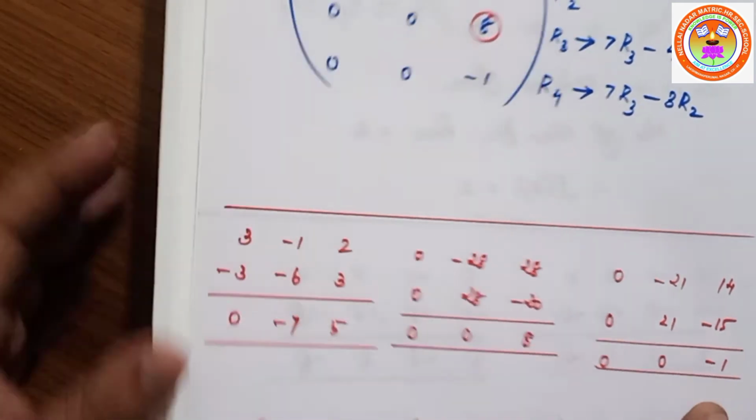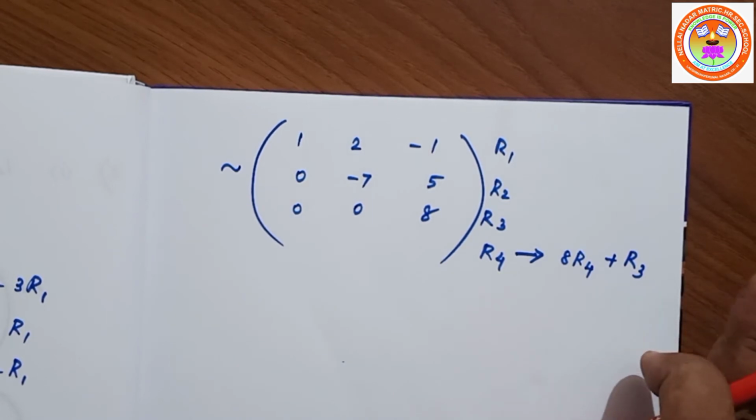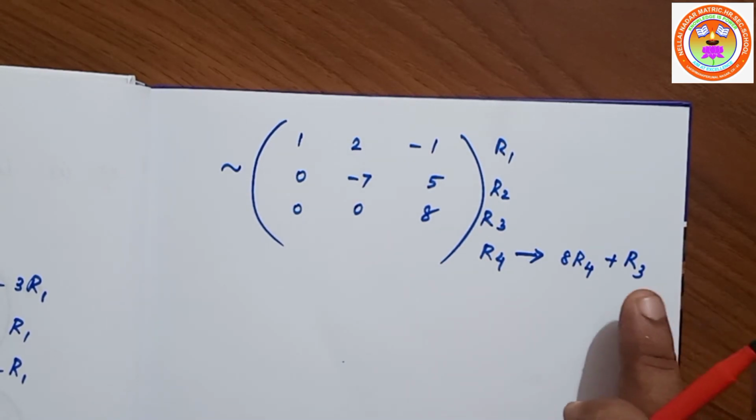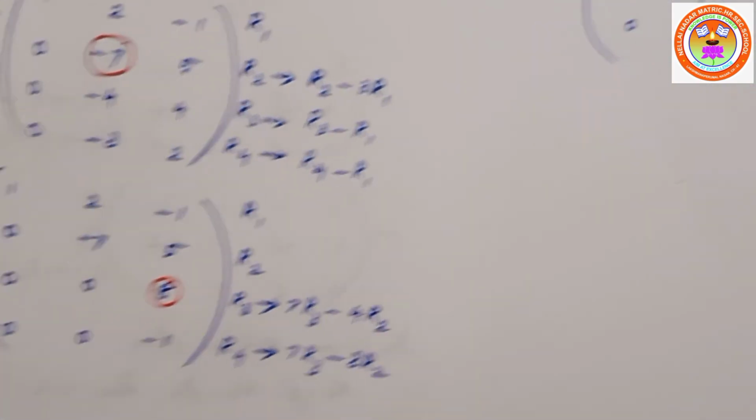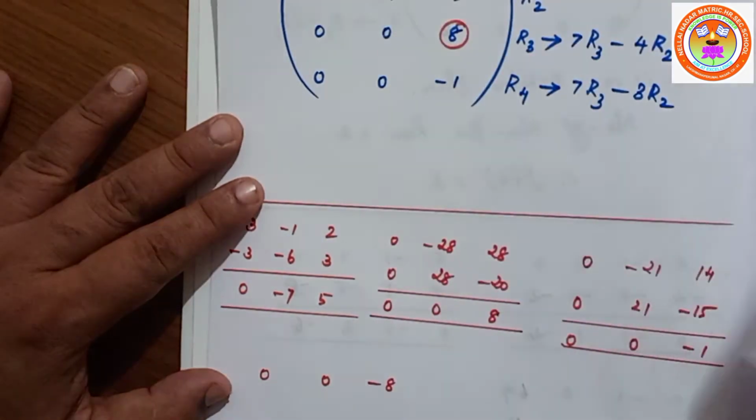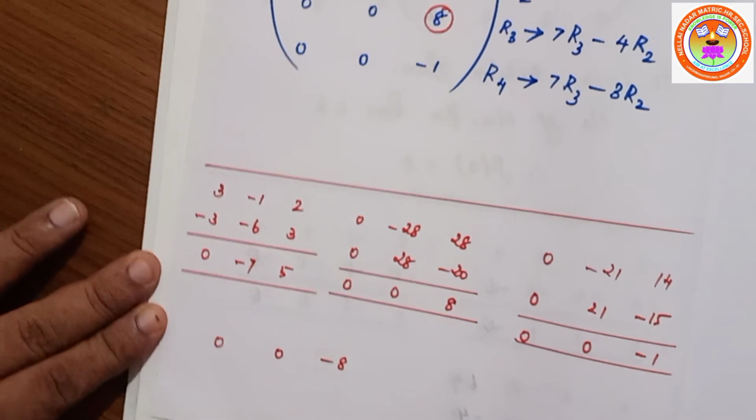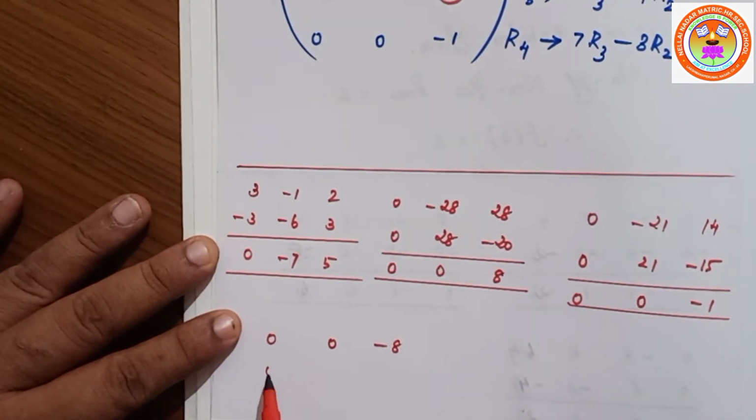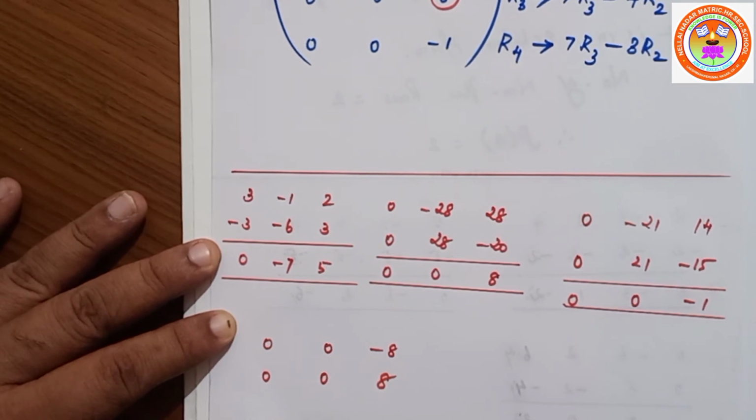Now plus R3 I have given. Plus R3 means you have to write R3 as it is. No change of sign, because what symbol over here? Plus. So plus R3. What is R3 here? Only 0, 0, 8. Right, as it is. 0, 0, 8. Now we have to add.